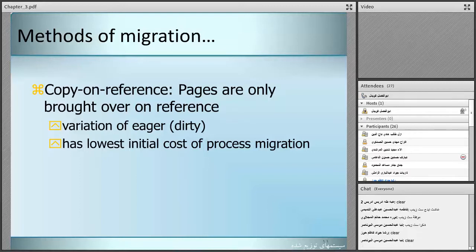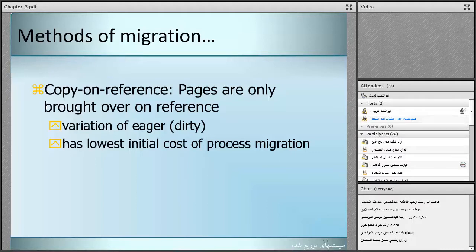So okay. The advantage is that it has a low initial cost of process migration. It is very light. Why? Because we do not transfer anything. It is light. But the disadvantage is that if the process frequently needs to access the data, we will have communication cost. That's it.